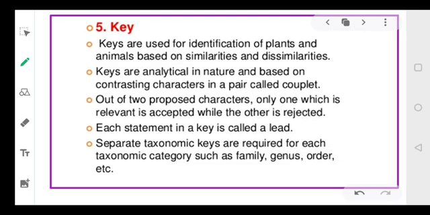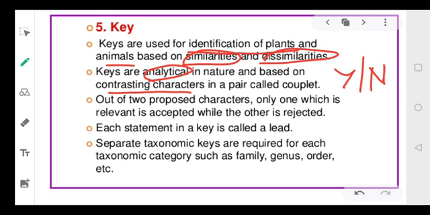So keys are basically used for the identification of plants and animals based on similarities and dissimilarities. And keys are analytical in nature. Analytical means the question that you are asking should be very specific, not a vague one. The specific question you need to ask should have a yes or no answer.